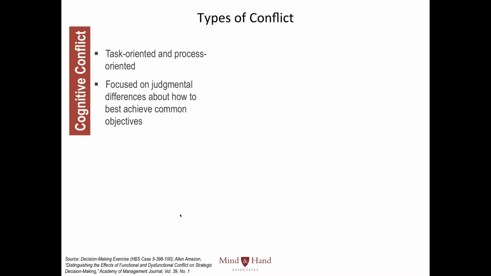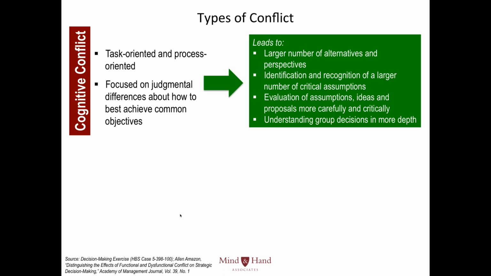And on that, I give them a little bit more information around the difference between cognitive conflict and otherwise. So, cognitive is the healthy, task or process oriented. There are some good parts to this: when you have this, and you manage it well, it tends to lead to a larger number of alternatives and perspectives, and identification and recognition of a larger number of critical assumptions. There's always a lot of assumptions there, and how we evaluate these, and understanding the group decisions in more depth. So this is the good kind of conflict to have.